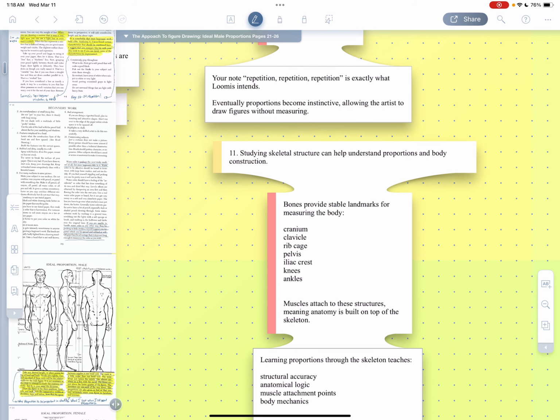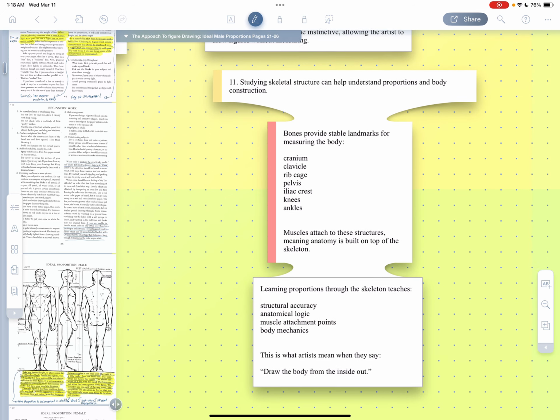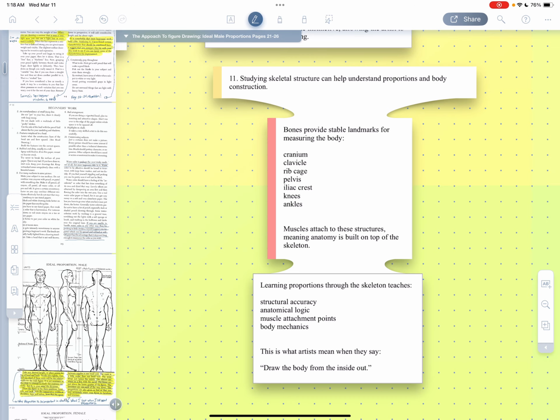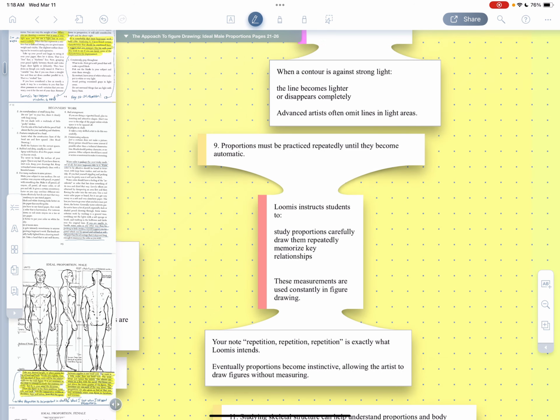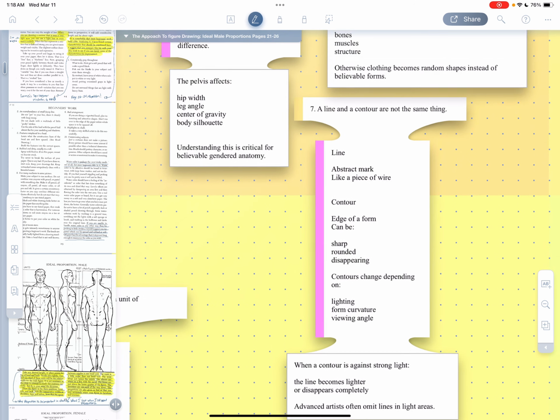Studying skeletal structure will help you understand proportion and body construction. Bones provide landmarks for measuring the body: cranium, clavicle, rib cage, pelvis, iliac crest, knee, ankle. Proportions must be practiced repeatedly. Again, even when he starts talking about proportion, he talks about repetition. He keeps harping on that.